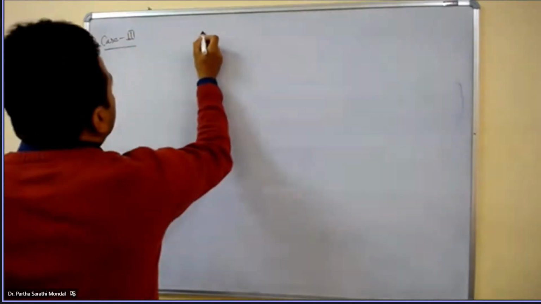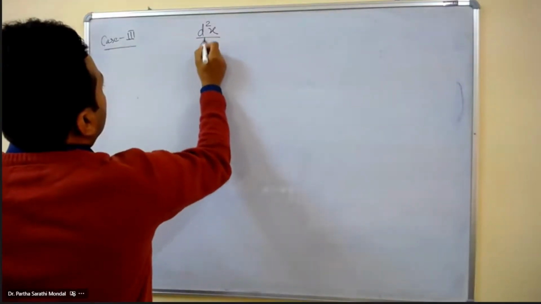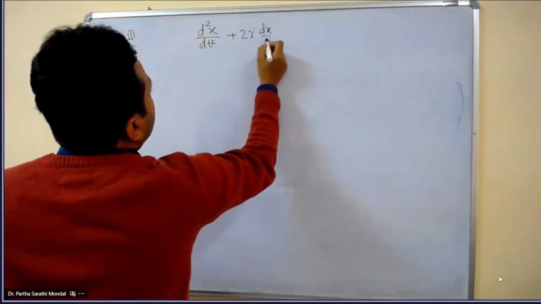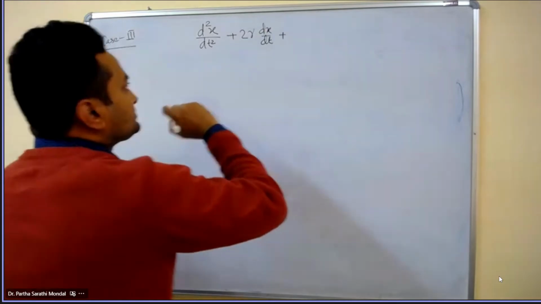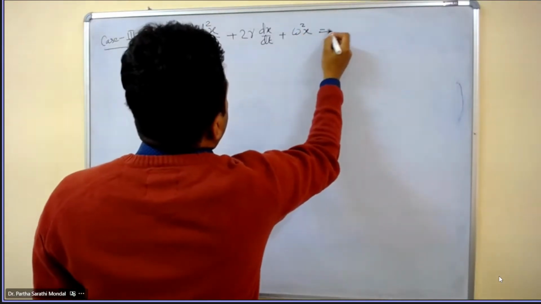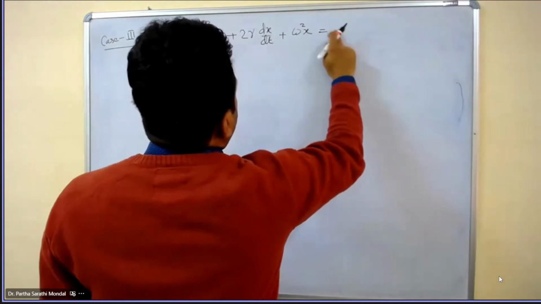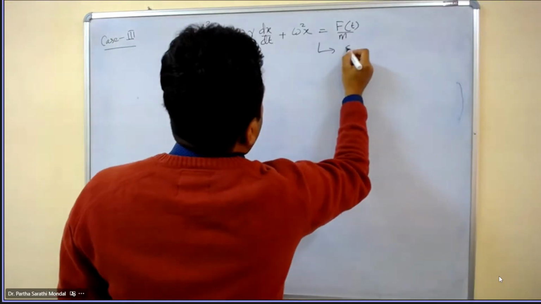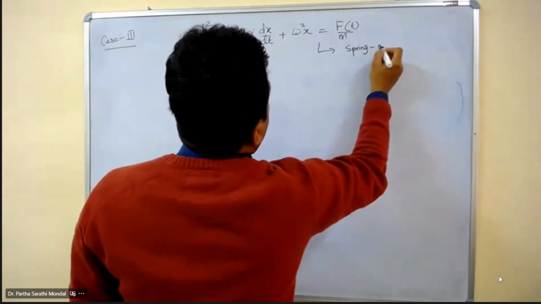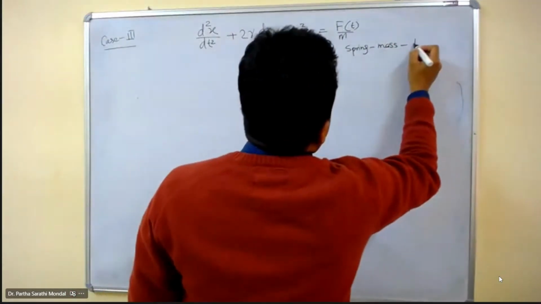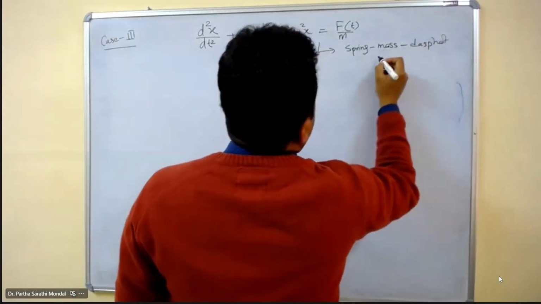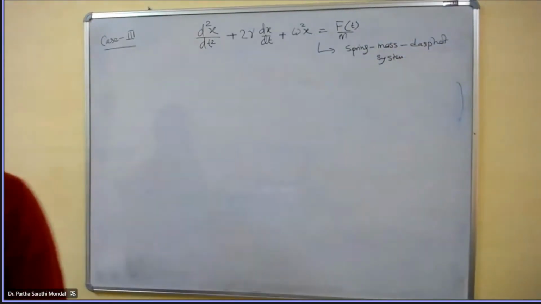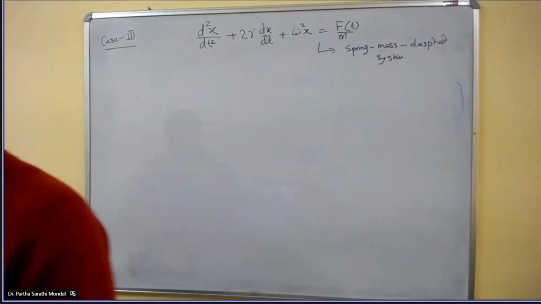So actually the differential equation is d2x by dt2 plus 2 gamma dx by dt plus omega square x equals to F(t) divided by m. So this is your spring-mass-dashpot system. You can call it a real oscillator or ideal oscillator or similar.